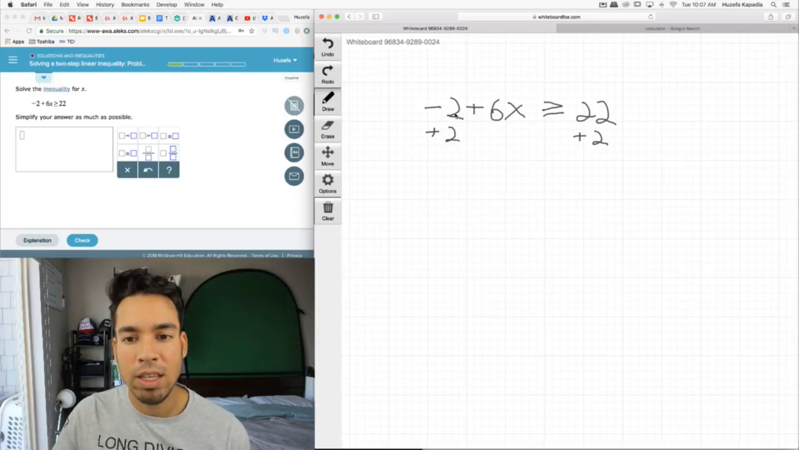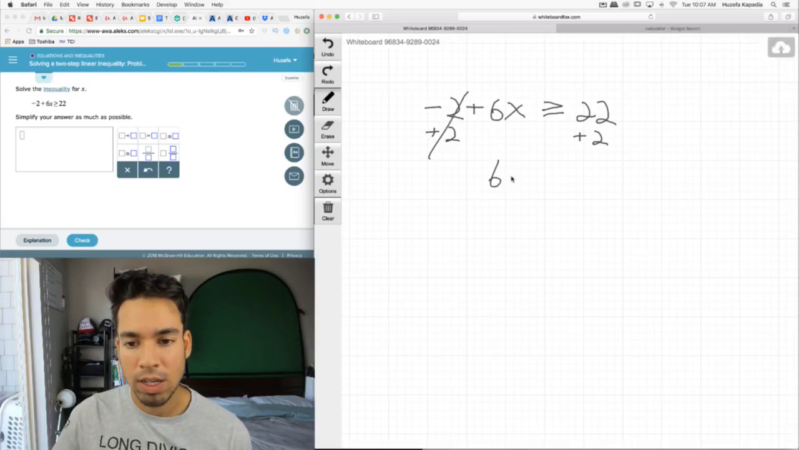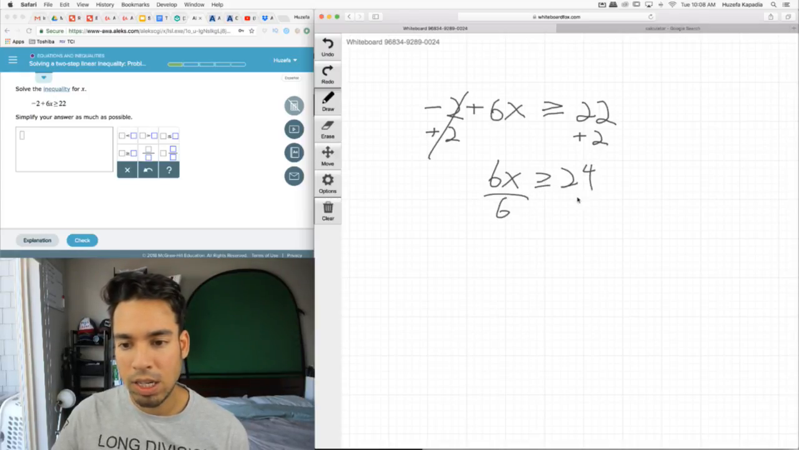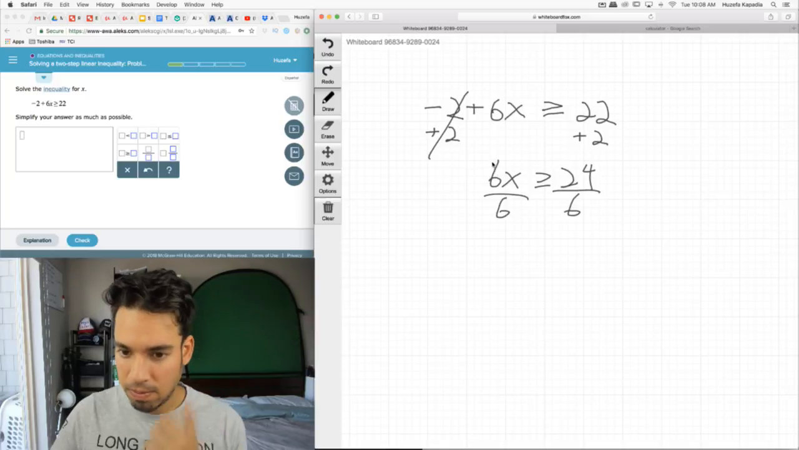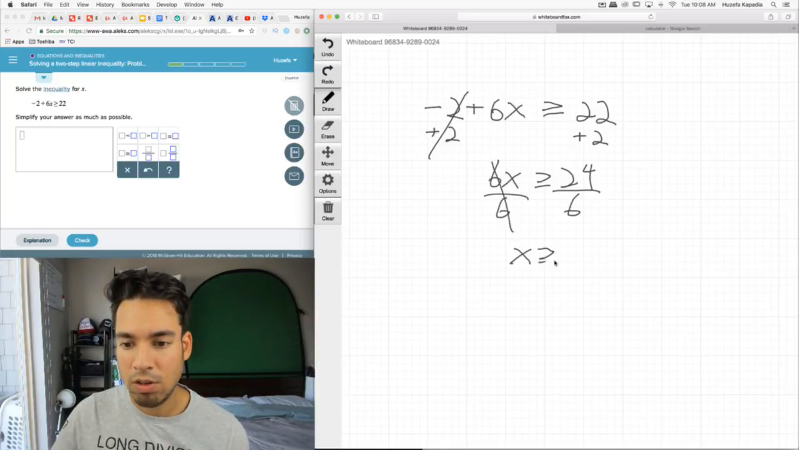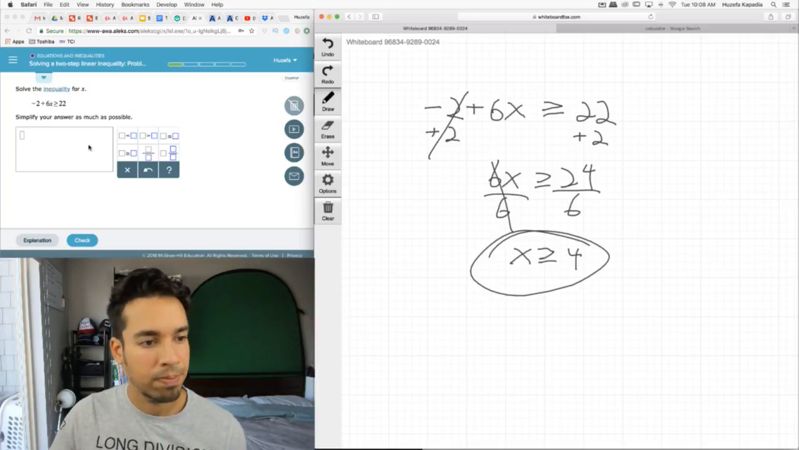That's what we want. The other way to think about it is we could subtract negative 2 from both sides. That's the same as adding 2. That goes away. We got 6x is greater than or equal to 24. And we divide both sides by 6. And we get x is greater than or equal to 4.